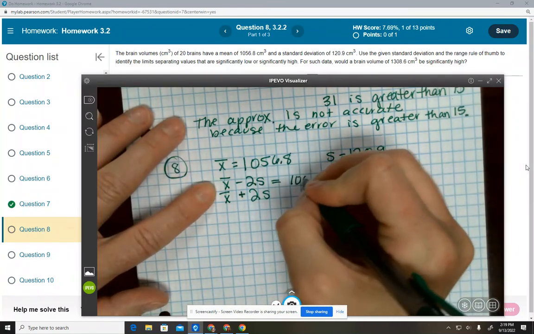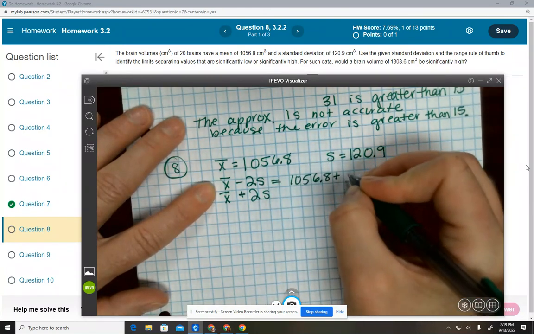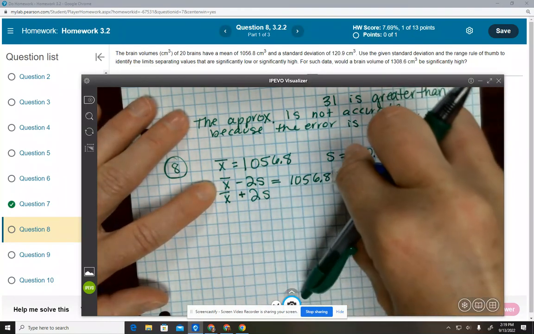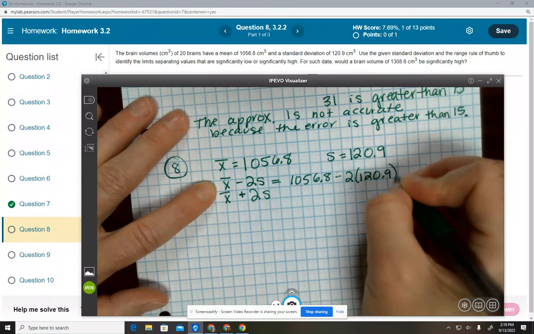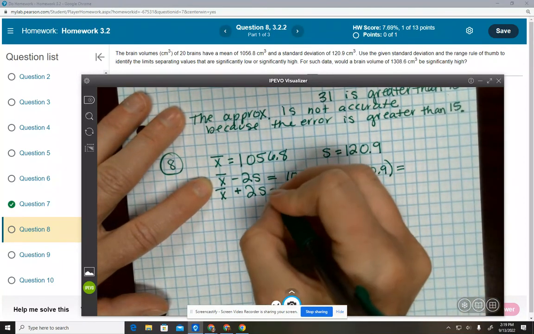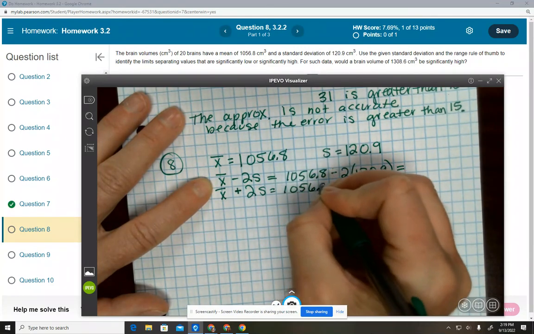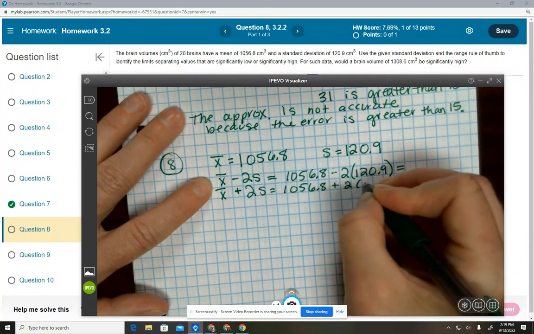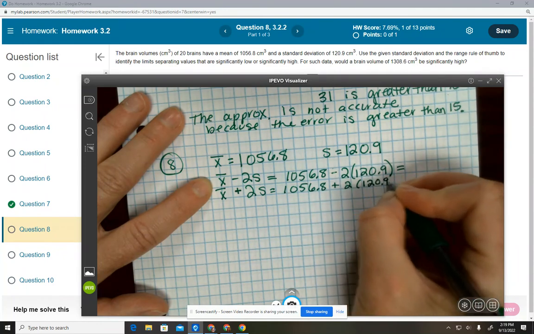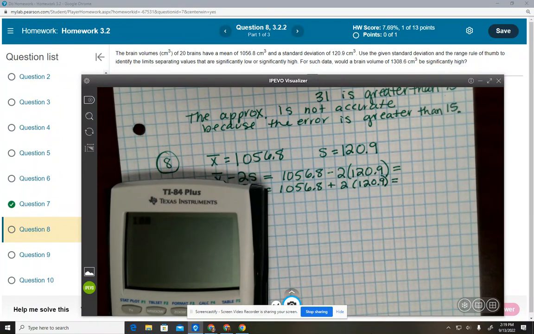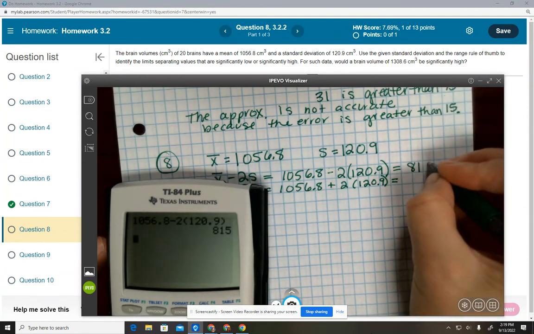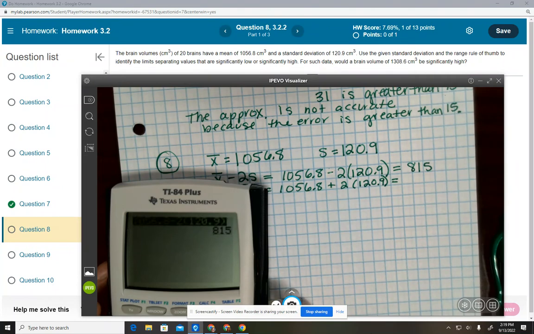So this would be minus. And then you do the same thing, but adding them. So I'm going to use my calculator to do that. So 815. And then I'm going to go up here and just switch out.